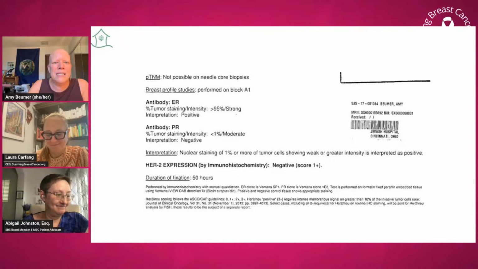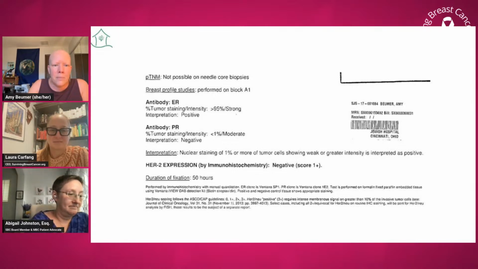So this is from 2017. Antibody ER, you'll see it's set up totally differently. And it says, okay, antibody ER, over 95% strong, positive. PR, less than 1% moderate, it's negative. And then HER2 expression, negative, score 1+. What you'll also notice is that my ER is different, my PR is different, and my HER2 is different.